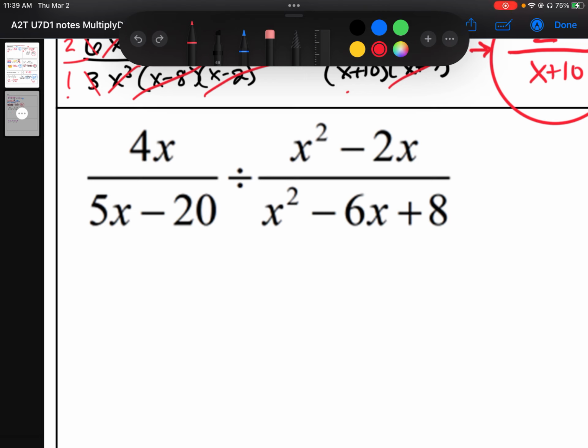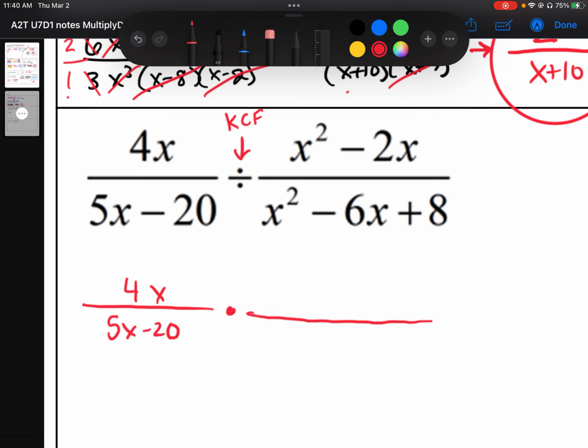So I am going to do, this is division, right? We need to keep, flip, or keep, change, flip. Keep, change, flip. So I've got 4x over 5x minus 20. Change to multiplication, flip the last.